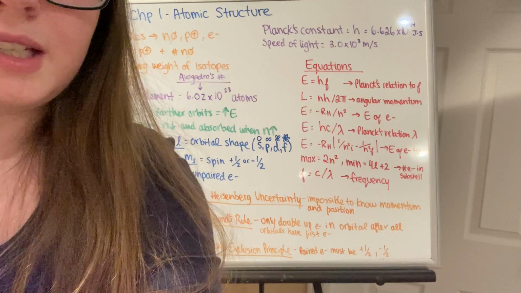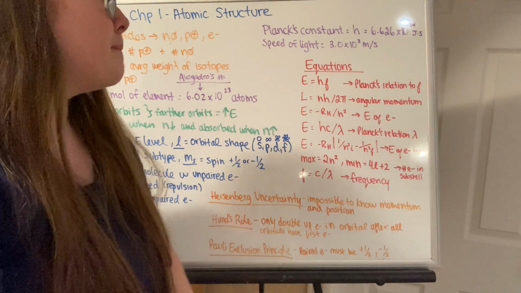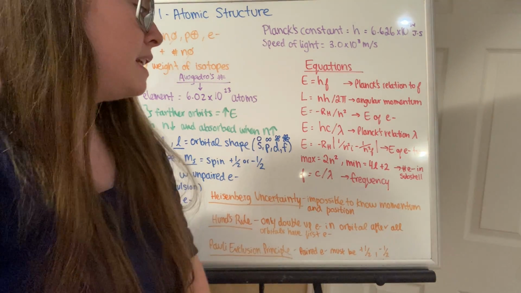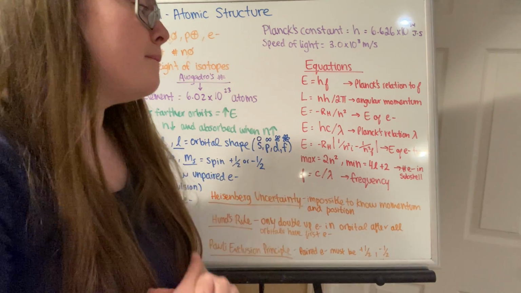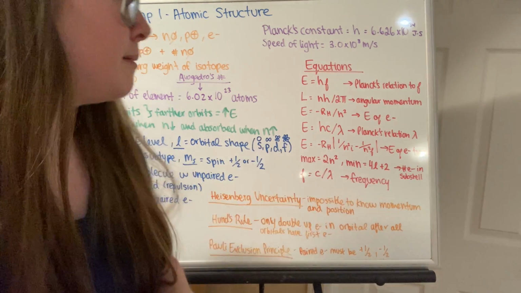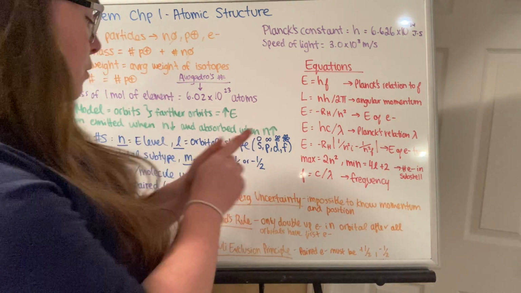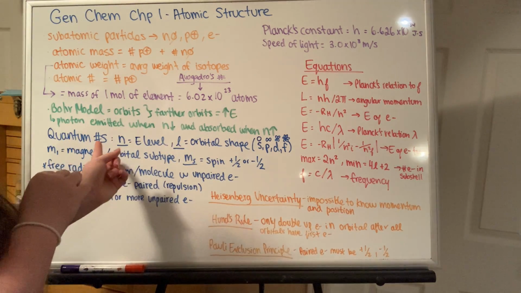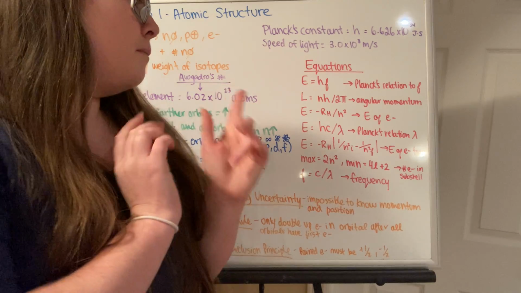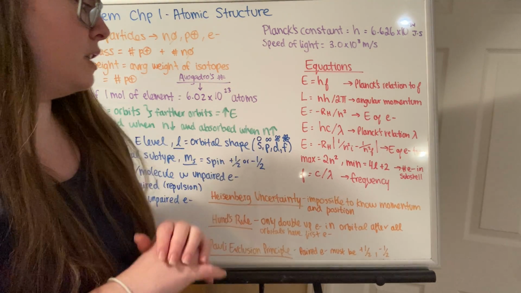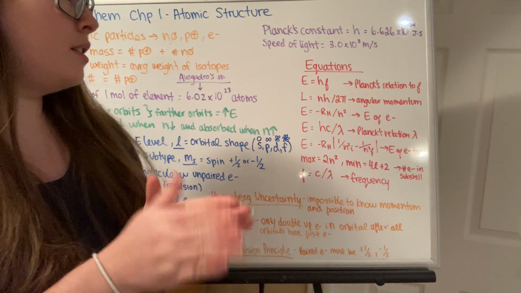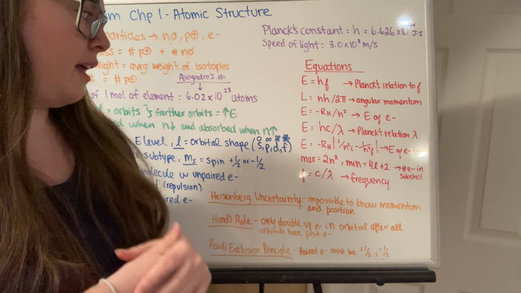All right. Then we have the max number of electrons in a subshell will be 2n squared. And the minimum number of electrons in a subshell will be 4L, which is the quantum number that we spoke about earlier, plus 2. All right, and then our final equation here is frequency. So frequency equals the speed of light divided by wavelength.